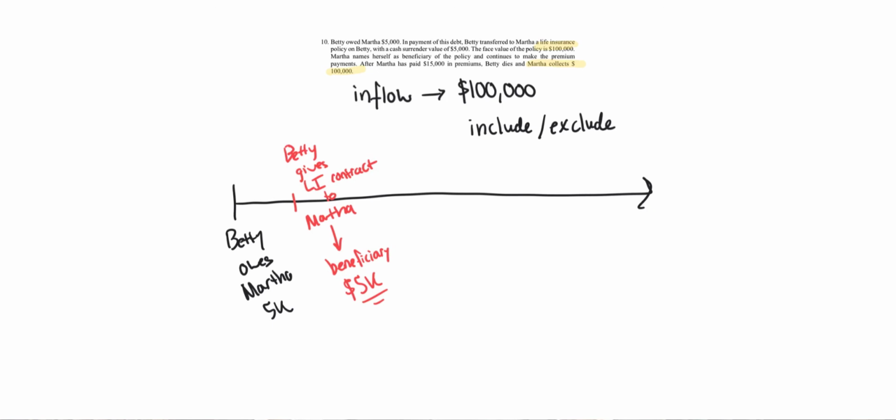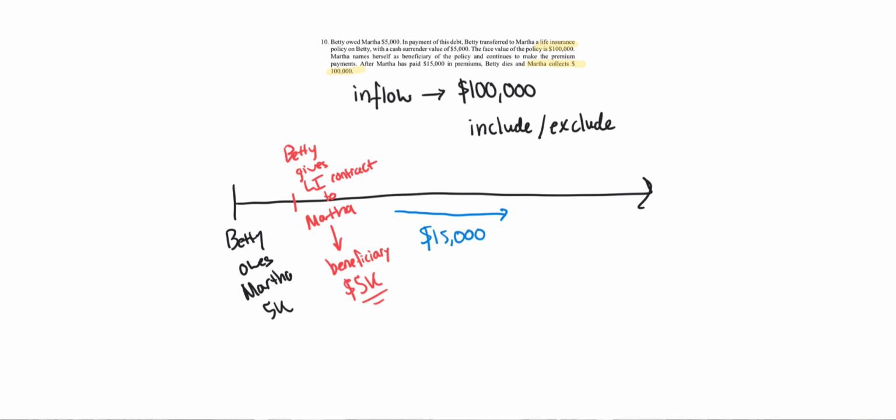So basically, the debt is now gone. So the value of the policy is $100,000. So on Betty's death, Martha's going to get $100,000, which is what happens on death. So then Martha names herself as a beneficiary in the policy and collects the premiums. After Martha has paid $15,000 in premiums, okay, so Martha over time pays $15,000 in premiums.